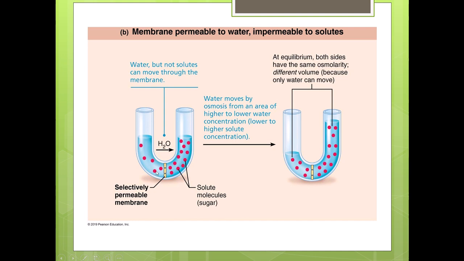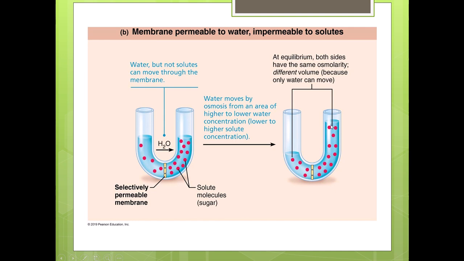However, if you have a membrane that is impermeable or selectively permeable, where the particular solute can't move, in this instance some sugar molecules that can't get past this selectively permeable membrane, then in order to achieve an equilibrium, since the solute can't move, the solvent has to move. And so in that instance, the solvent will go from the low solute concentration to the high solute concentration.